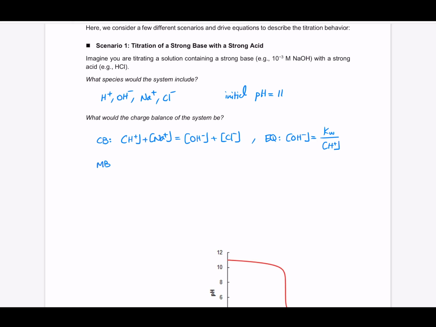And from the mass balance, as we talked, we can do mass balance on the sodium concentration. Let's call this total sodium. And the value is already given, 10 to the minus 3 molar. This is one of those cases that we know what is in the system, and we know what's the concentration of that species.